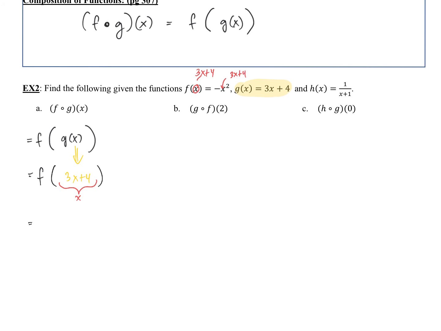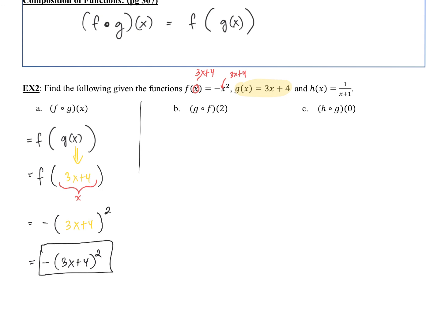So we have the opposite of my x value squared, 3x plus 4, because that is my new x value. So then that'll be minus (3x plus 4) squared. Okay, and we'll go ahead and leave it like that at this time.